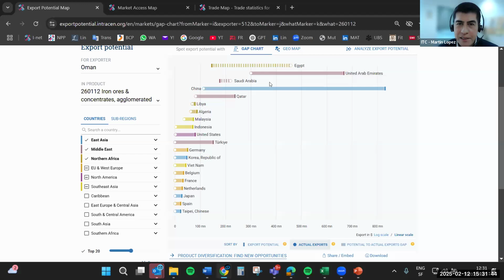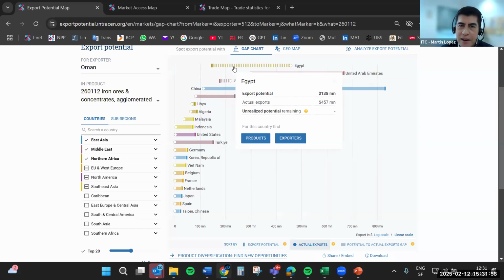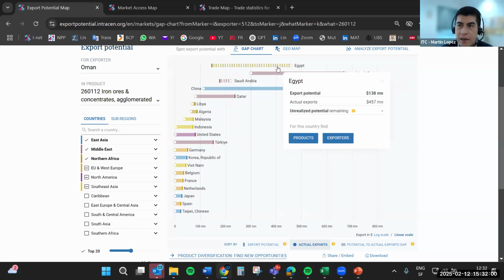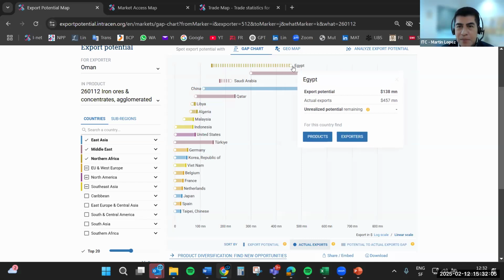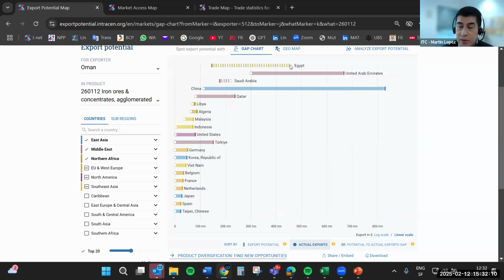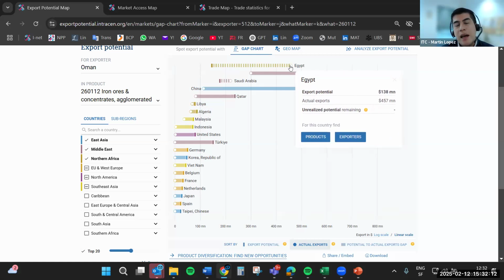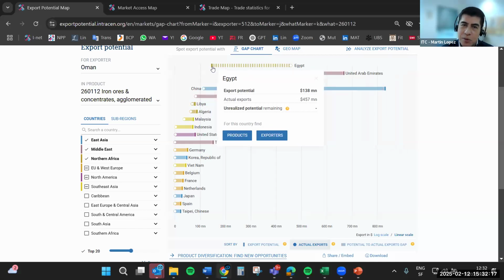Now, somebody will ask, hey, Martin, what does this dotted line mean for Egypt or for Saudi Arabia? Do you see that this is a continuous horizontal line for China or for Qatar, and that there are these dotted lines like for Egypt? This indicates something. Please have a look at this bubble. This bubble indicates current exports. In this case, like for Egypt, current exports have surpassed the export potential.